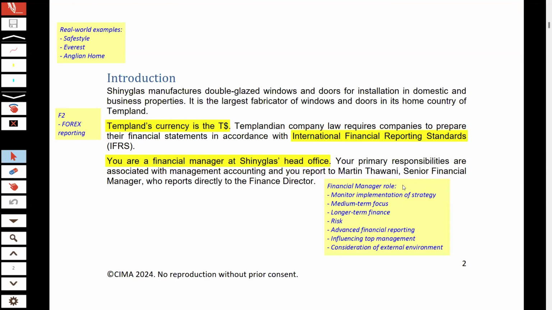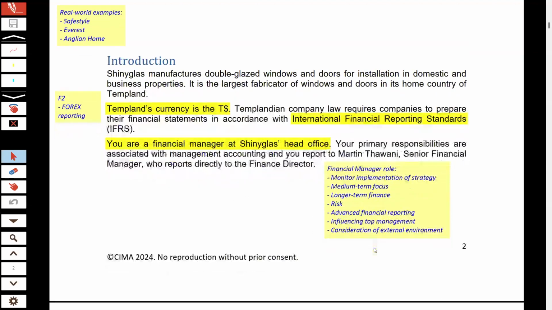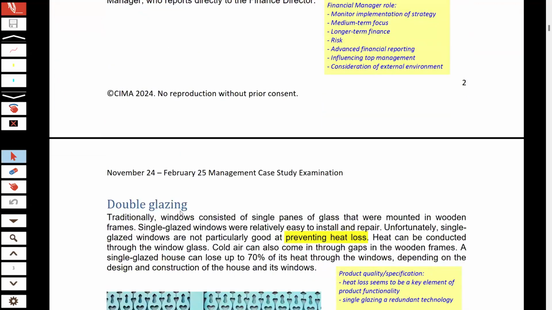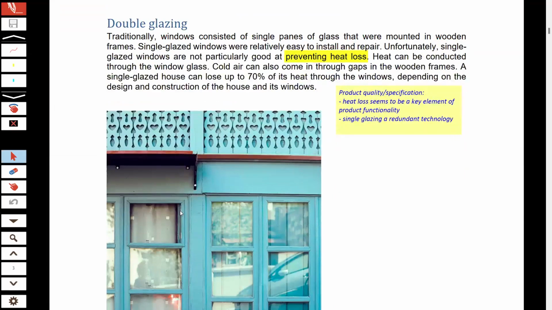So we're the financial manager then. Those are our responsibilities, and we report to the senior financial manager, Martin, who reports to the FD. That is the typical scenario in an exam, that we are the finance manager and we do report to the senior financial manager. And in the exam, the senior financial manager will no doubt arrive at our desk one morning and give us some information about something that's happened, and they'll ask us, could we now evaluate something or provide some advice about something. All right, then, let's look at what Shinyglas does.